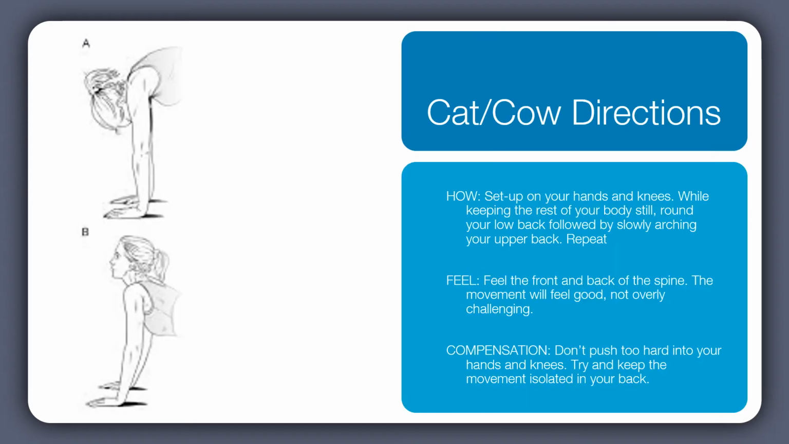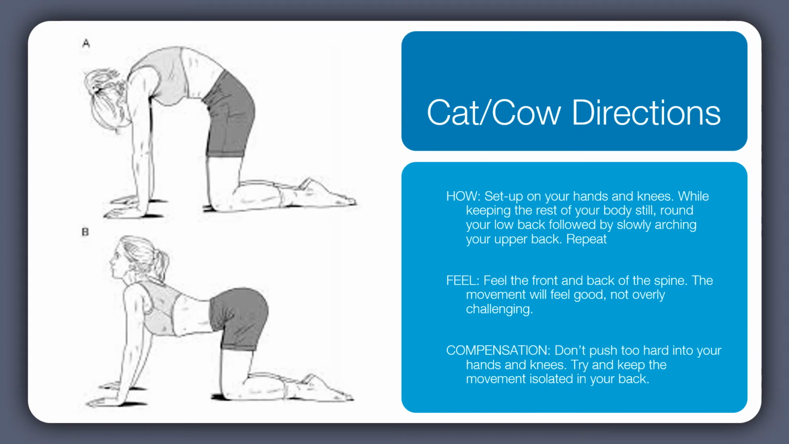So the first exercise is the cat-cow. You're on all fours, your spine is neutral, and then you round the spine, tucking the chin in towards the chest, and then you arch the spine, bringing the head back. And you can do sets of this, as many as feels comfortable for you.